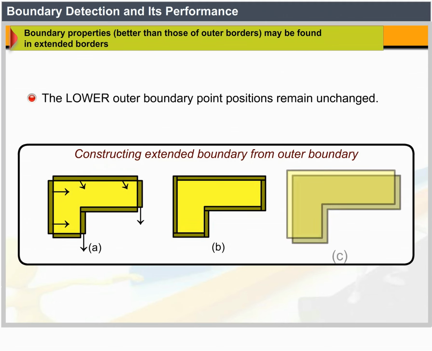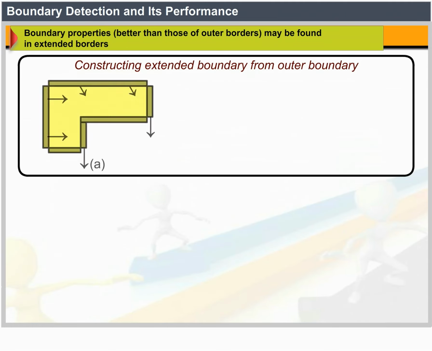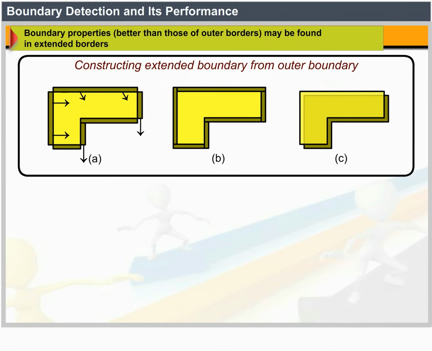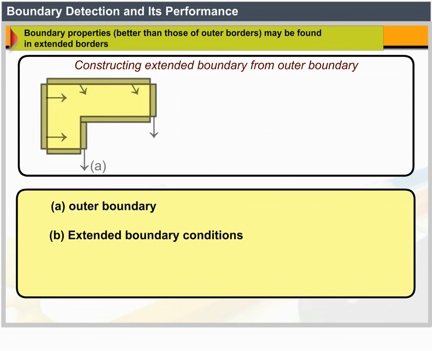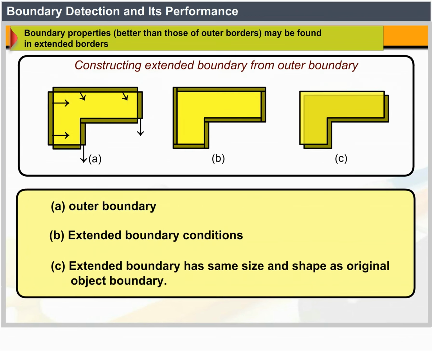The figure shows the construction of the extended boundary from the outer boundary. A, outer boundary. B, extended boundary conditions. C, extended boundary has the same size and shape as the original object boundary.